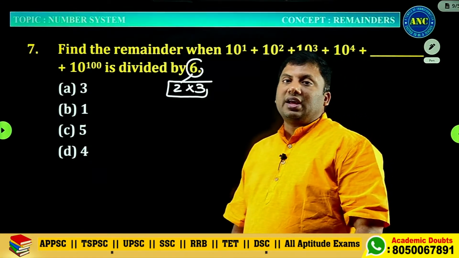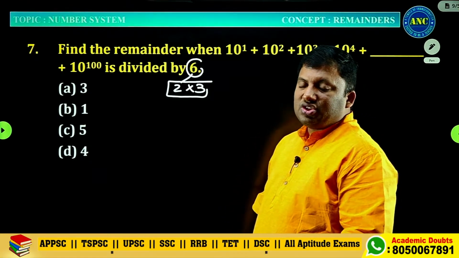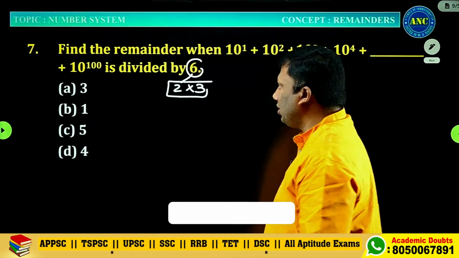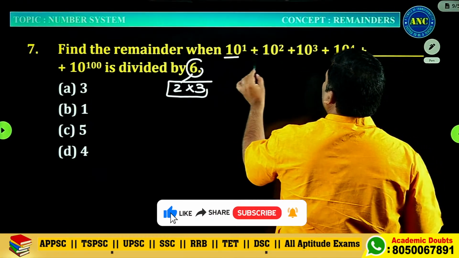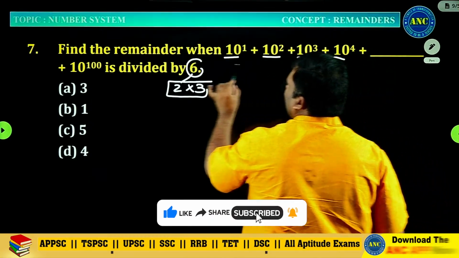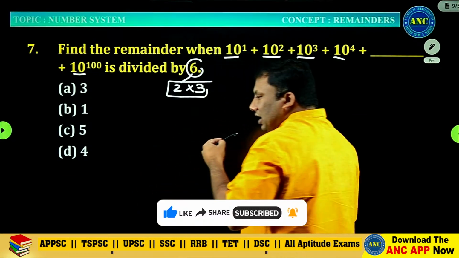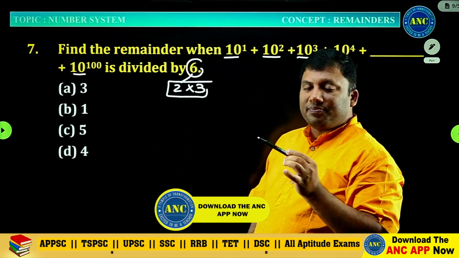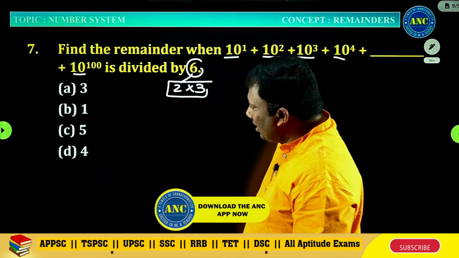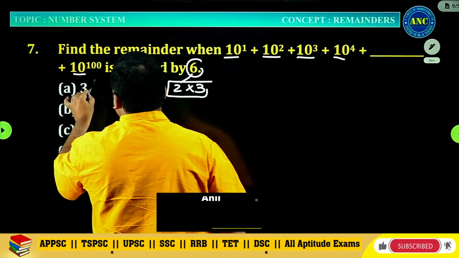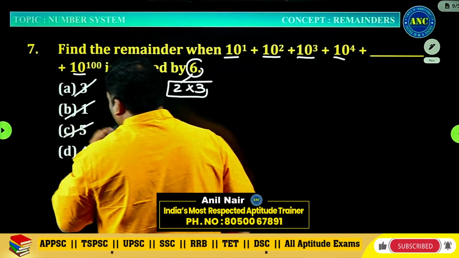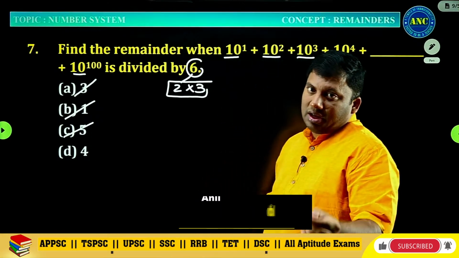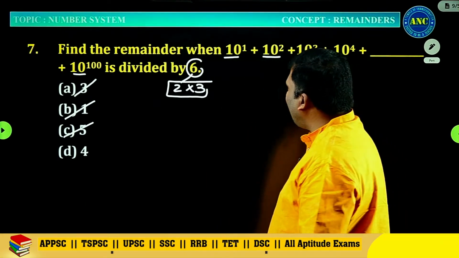So I am writing it as a product of coprimes. 6 can be written as 2 into 3. All these are even numbers, and so on up to even. Even divided by 2 means the answer should be an even number. Are you all with me? Right.